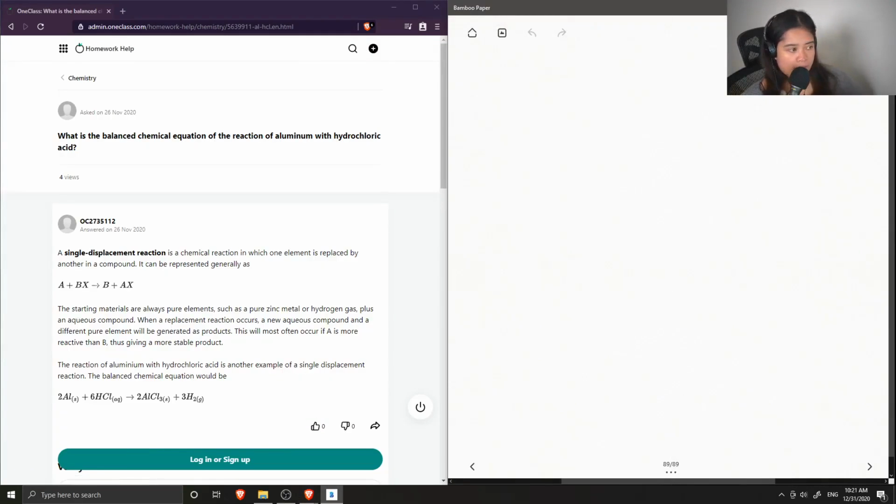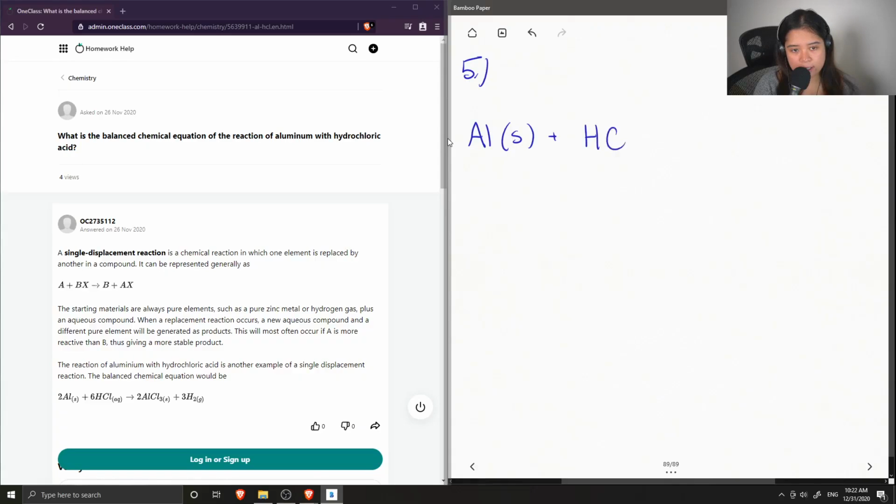Okay, so question 5. What is the balanced chemical equation of the reaction of aluminum with hydrochloric acid? Question 5. Okay, so let's show aluminum reacting with hydrochloric acid.